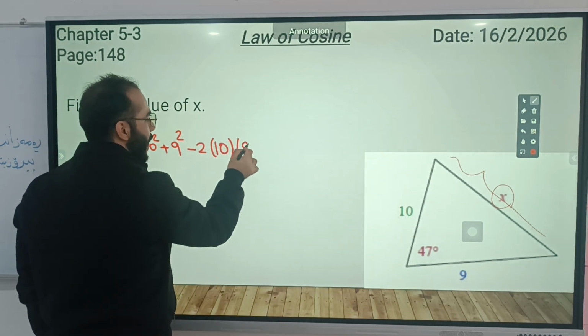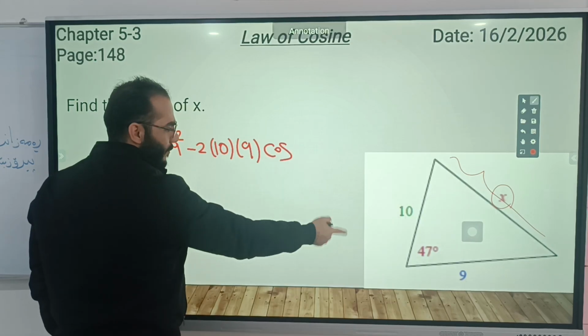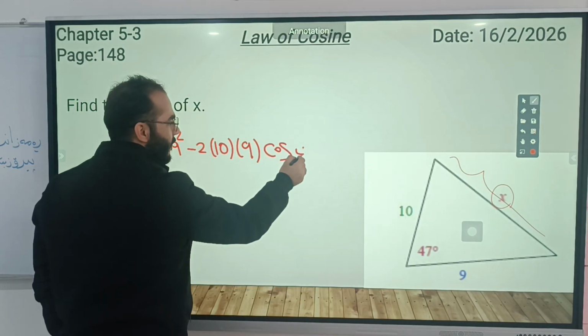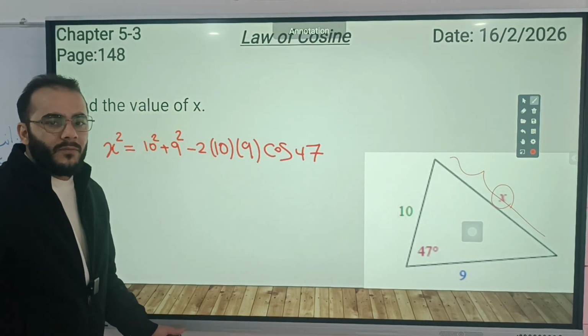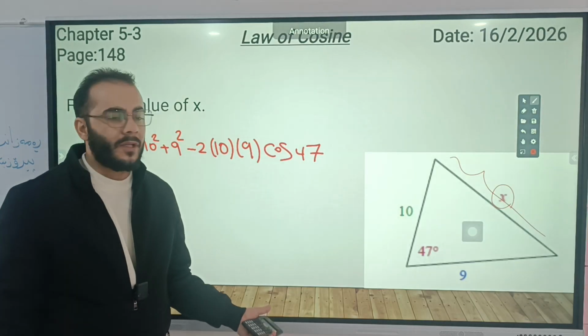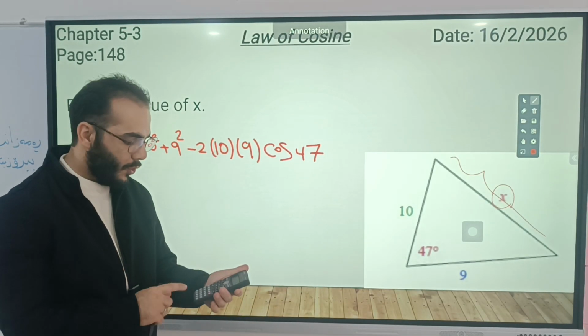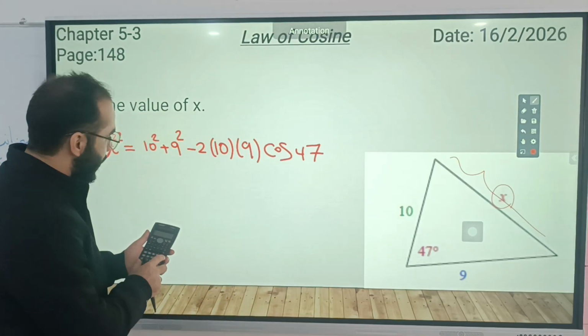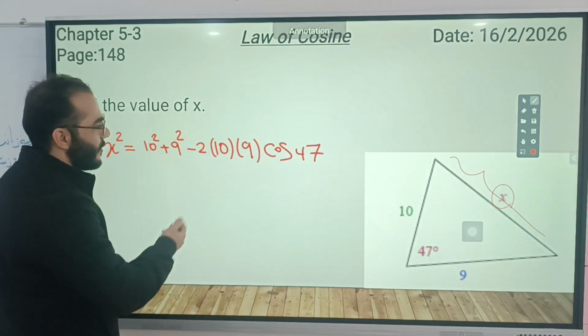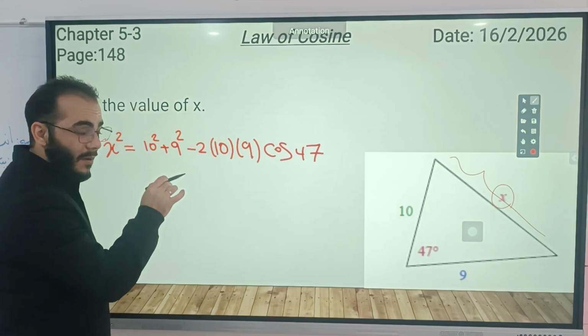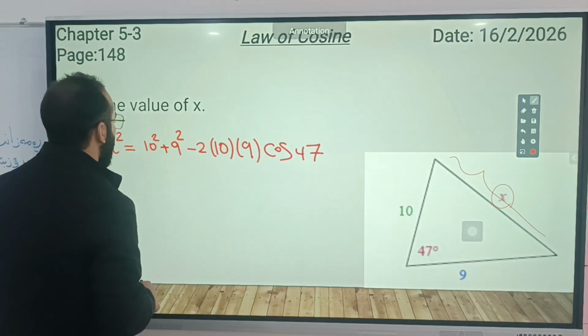10, 9, cosine of the angle between the given two sides, which is cosine 47. So that's it. Imagine the question has been solved, because everything right now is related to how to use these calculators. Sometimes the students actually get confused, especially there is a common mistake here. I'm just going to share it with you.